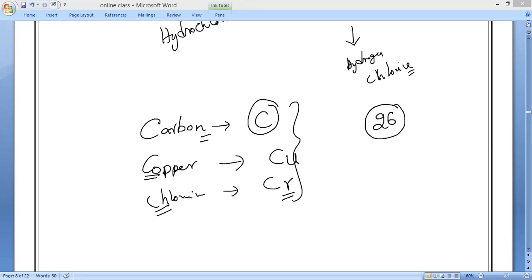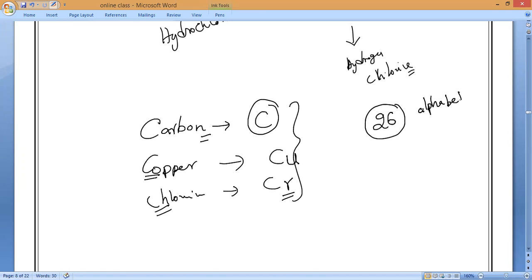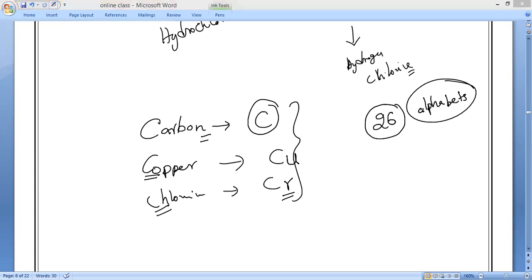However, English is forming millions of words by just 26 alphabets. Understanding? So I am saying the purpose of alphabets. In the same way, these elements will combine in different forms and they will form millions of compounds. Now, it is very difficult to choose the name by the first letter.